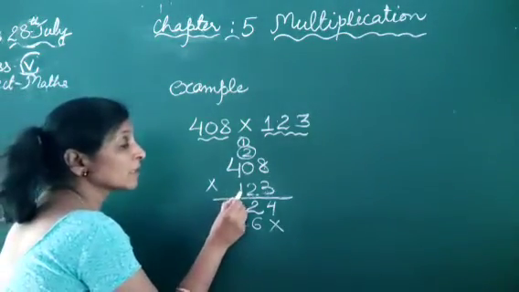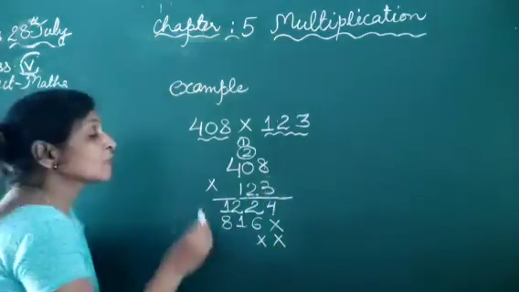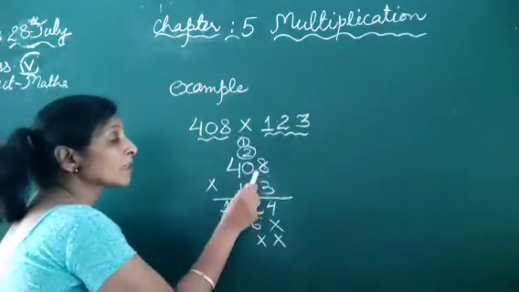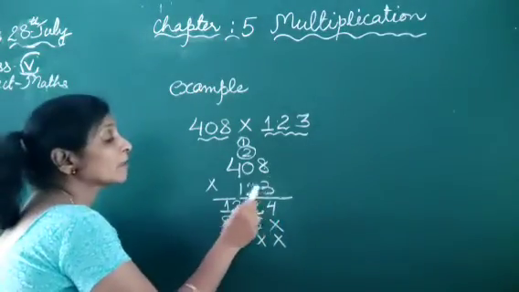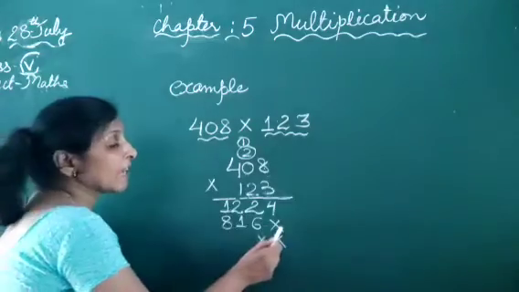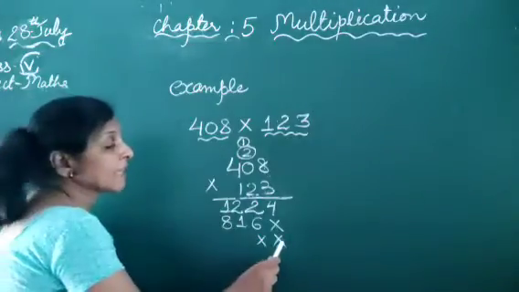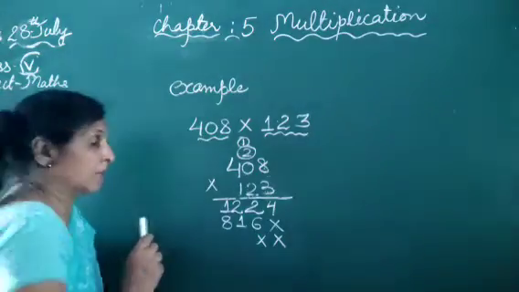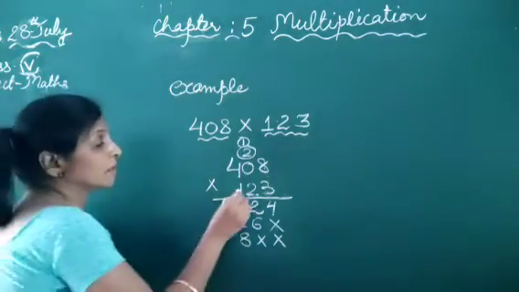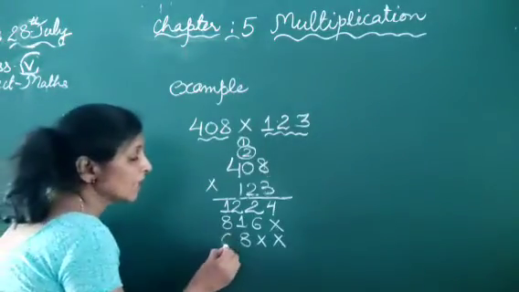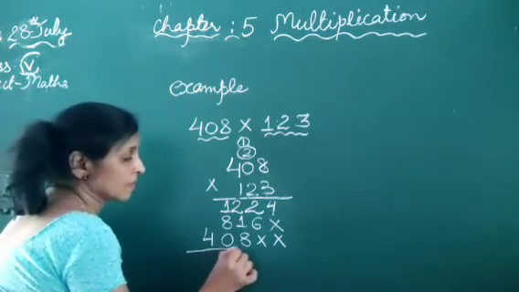Now the third digit is multiplied by all this number, so we put the 2 cross here. Students, here you should remember, when we multiply by a single digit, then no cross sign is there. But when we multiply by 2 digits, then we put 1 cross here. And if we multiply by 3 digits, then you put 2 crosses here. Okay. Now 1 is multiplied by 8, then 8 comes. 1 is multiplied by 0, then 0 comes. 1 is multiplied by 4, then 4 comes.